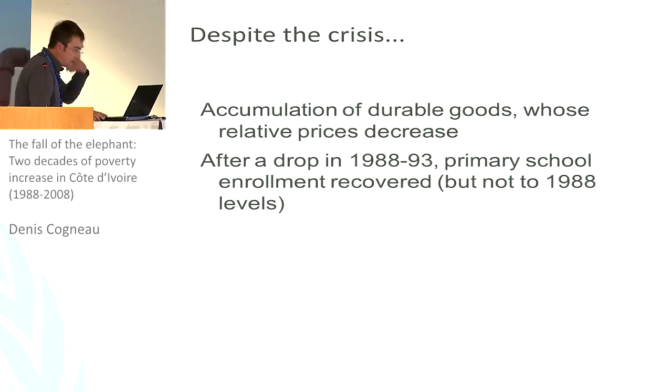So despite the crisis, we observe accumulation of durable goods, in particular mobile phones, but not only, whose relative prices decrease. And also, more optimistically, after a drop during the cocoa crisis, primary school enrollment recovered, but not to 1988 levels.